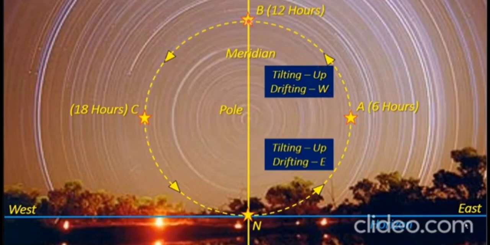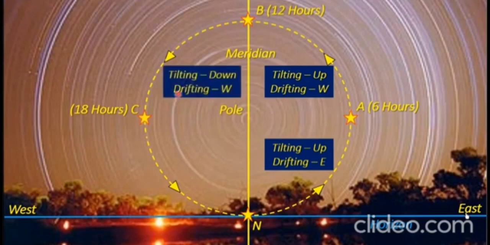Yes, sir. Point Bravo. The gyro star is going to move from Bravo to Charlie. When it is moving from Bravo to Charlie, you can observe that the altitude of the gyro star is decreasing. It is coming down in the sky. So that tells us that the tilt of the spin axis will also be decreasing. The spin axis will also be moving downwards. So we can say that the spin axis is tilting down.